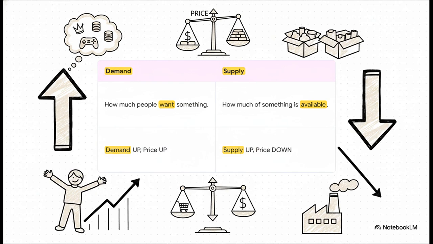So what makes a market tick? It's that classic dance of supply and demand. Demand is just how much people want something. Supply is how much of it is out there. And where those two forces meet, that's what sets the price. It's all driven by incentives. When prices go up, sellers get excited to sell. When prices go down, buyers are ready to pounce.